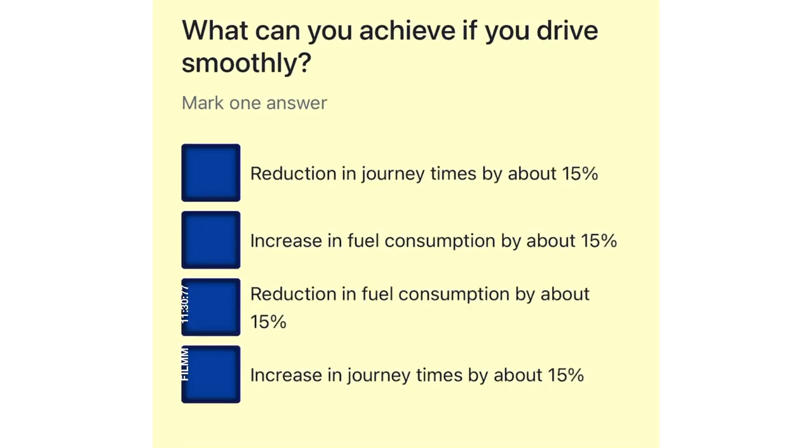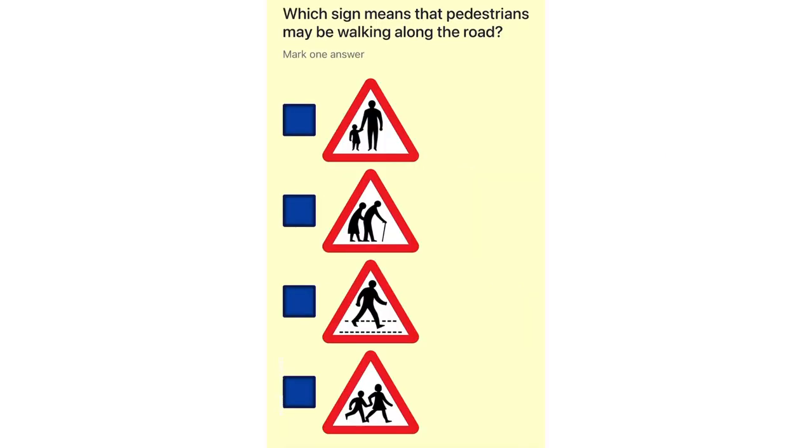What can you achieve if you drive smoothly? Reduction in journey times by about 15%. Increase in fuel consumption by about 15%. Reduction in fuel consumption by about 15%. Increase in journey times by about 15%. Which sign means that pedestrians may be walking along the road?